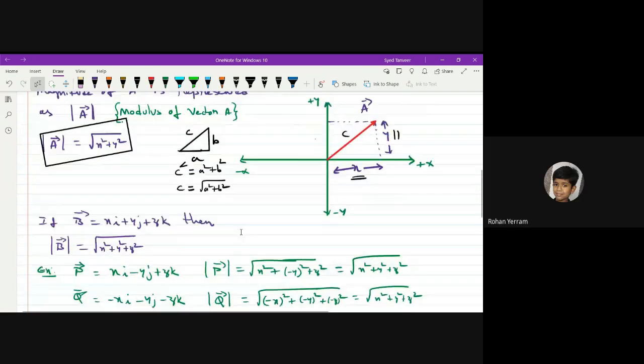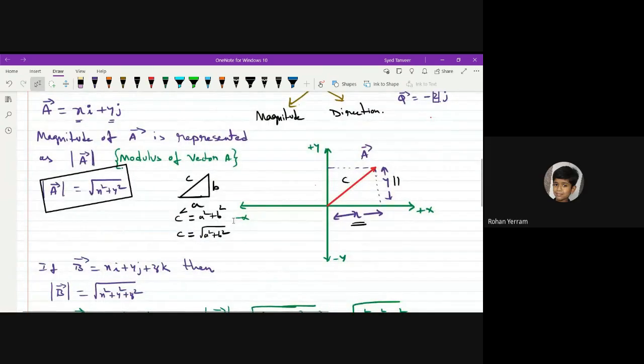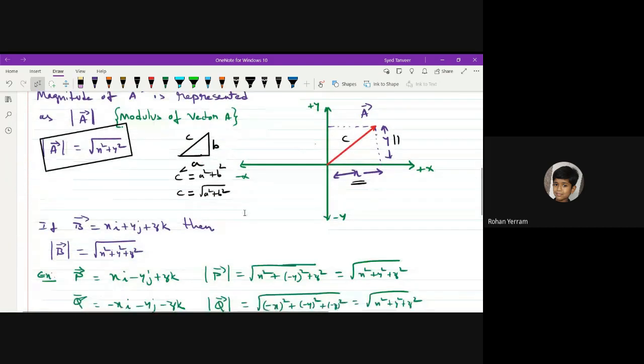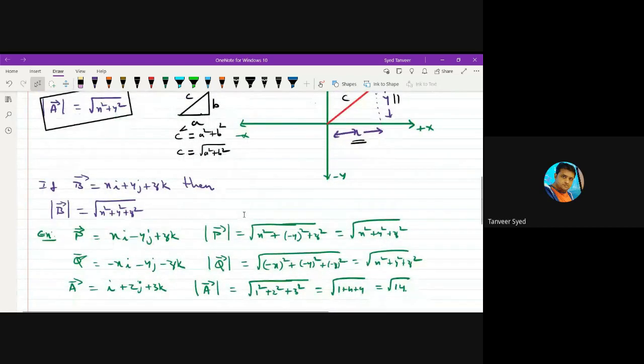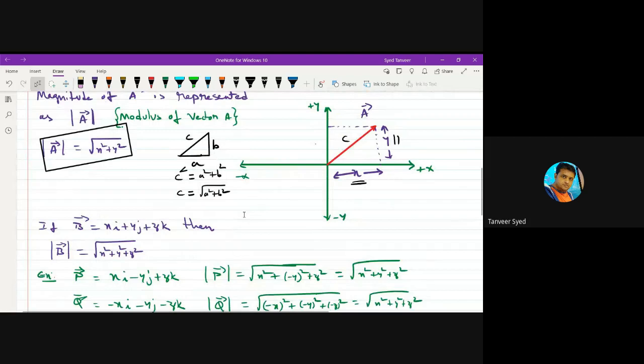Sir, why do different position vectors have different signs? It depends on its position. If I have something in the first quadrant, I can represent it with plus x plus y. If it is lying in the second quadrant, it will be minus x plus y. You will get minus here. If it is lying in the third quadrant, it will be minus x minus y. If it is in the fourth quadrant, it is plus x minus y.